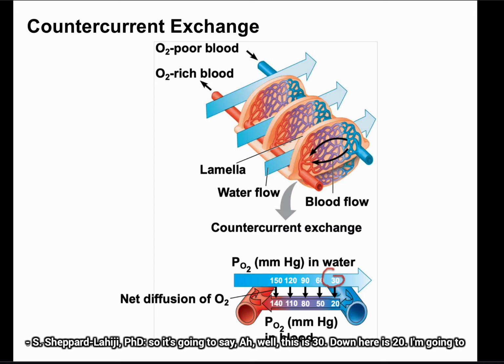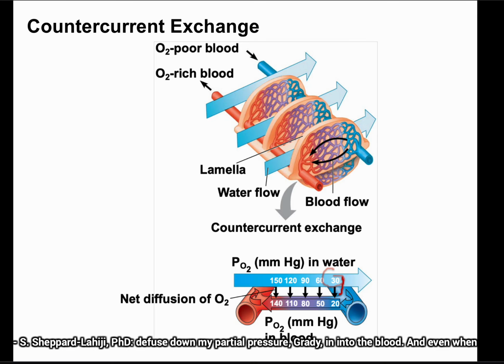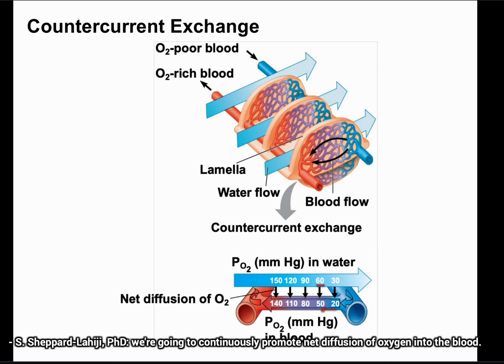Okay, so it's going to say, well, this is 30, down here is 20. I'm going to diffuse down my partial pressure gradient into the blood. And even when that value increases, because it received some oxygen from the water, this value is still going to be lower than the water at the new position. So we're going to continuously promote net diffusion of oxygen into the blood.